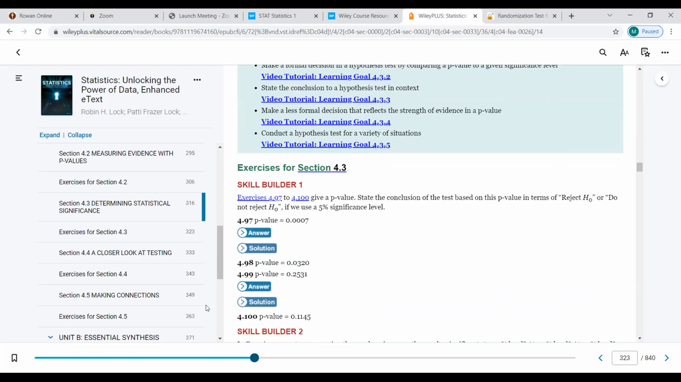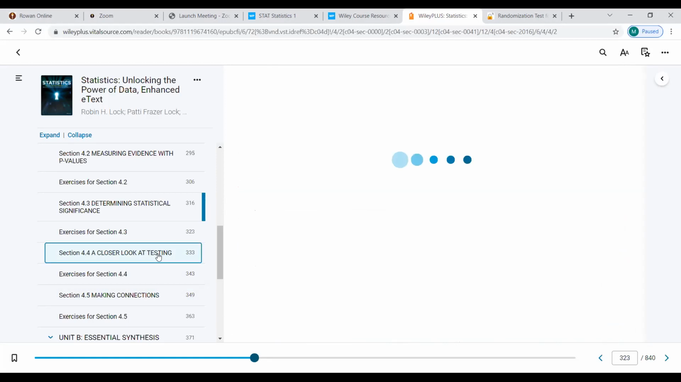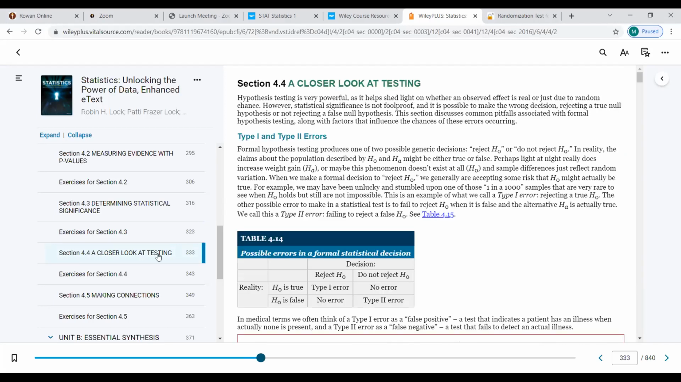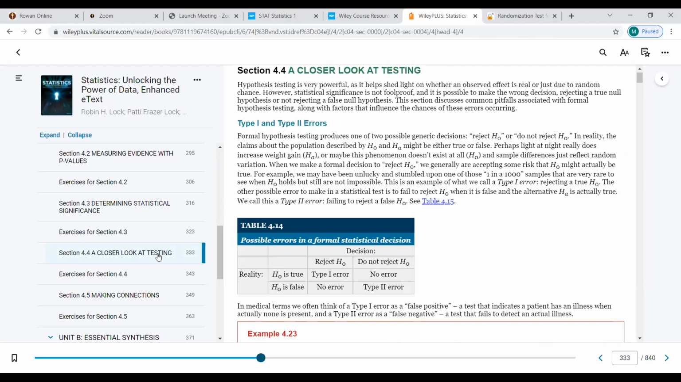All right. Now, let's go to section 4.4. Now, sections 4.1, 4.2, and 4.3 all have homework. If you go into Wiley, you'll see that there's assigned homework in there for those 3 sections. There is no homework, however, for section 4.4. Okay, 4.4 has no homework, but you are responsible for a couple things in here, and that's what I want to bring to your attention before we leave today.